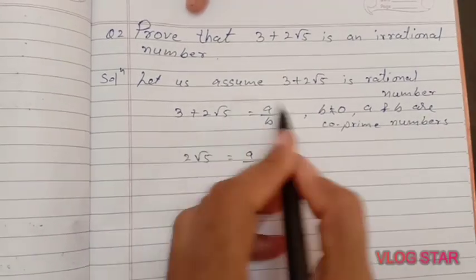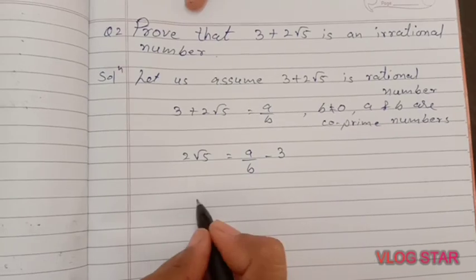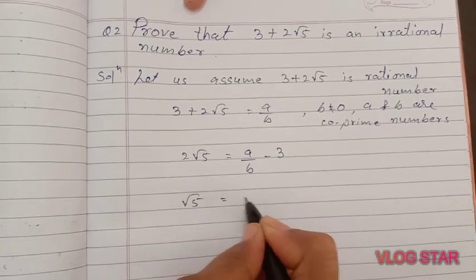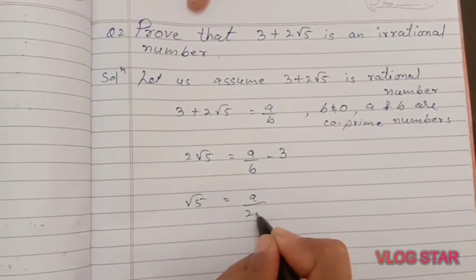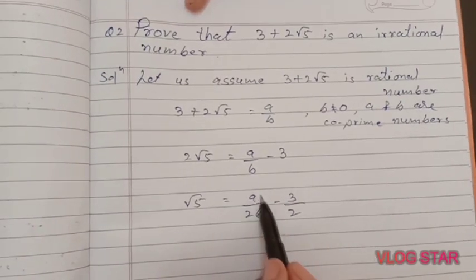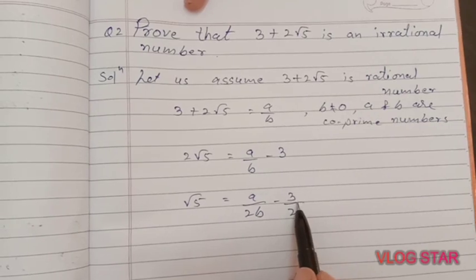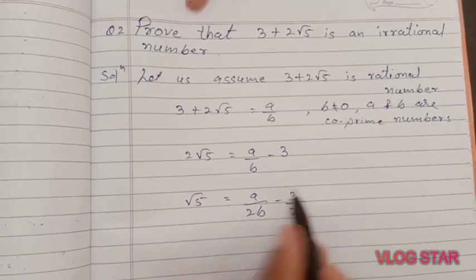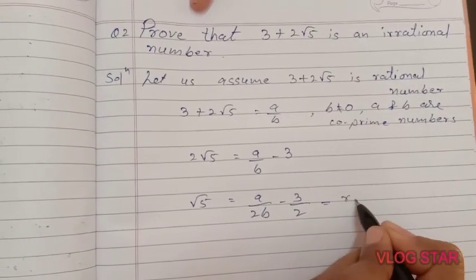So I will get minus 3, it will come to this side. Now this 2 will come to this side, so only root 5 will remain here. So it will become a by 2b minus 3 by 2. Now see, this is rational number, this is rational number. Rational number minus rational number gives rational number.